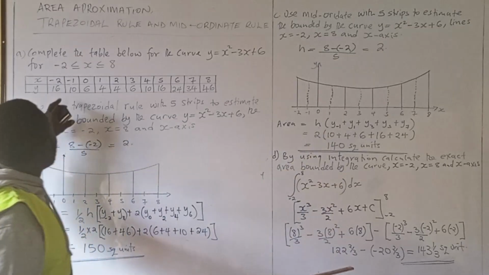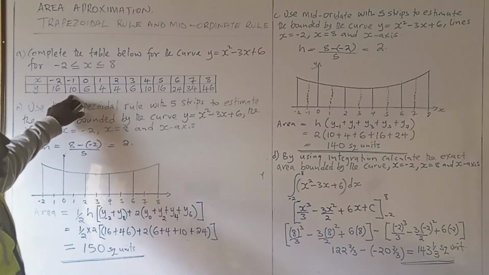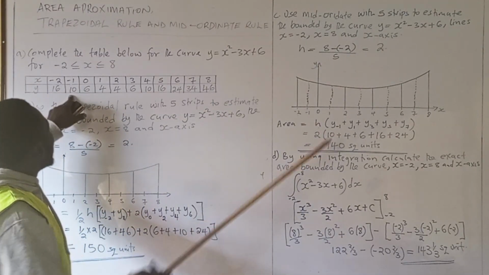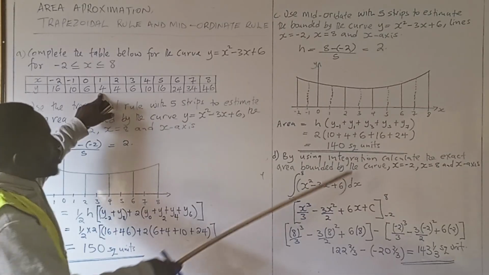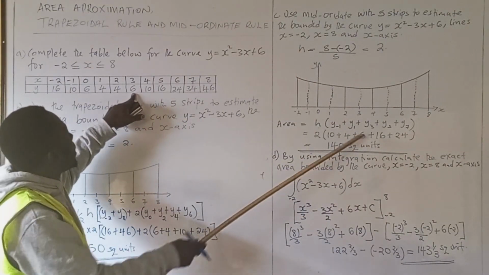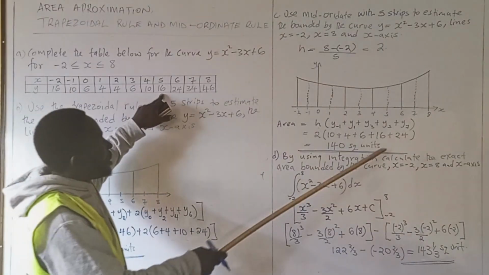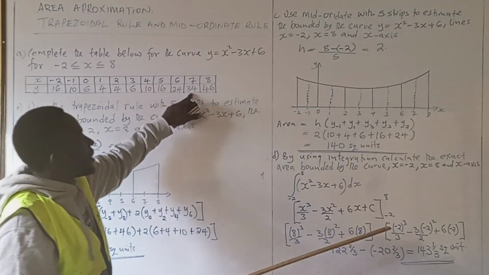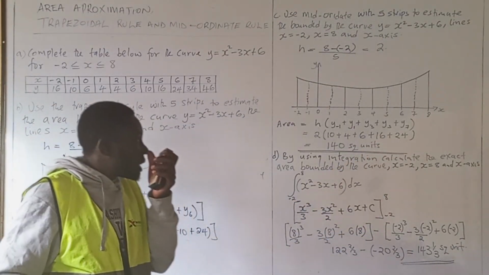When it is -1, the value is 10. When it is 1, the value is 4. When it is 3, the value is 6. When it is 5, the value is 16. And when it is 7, the value is 24.